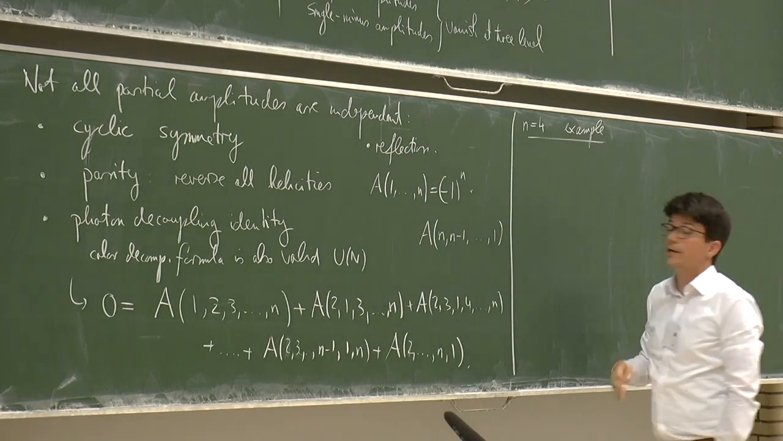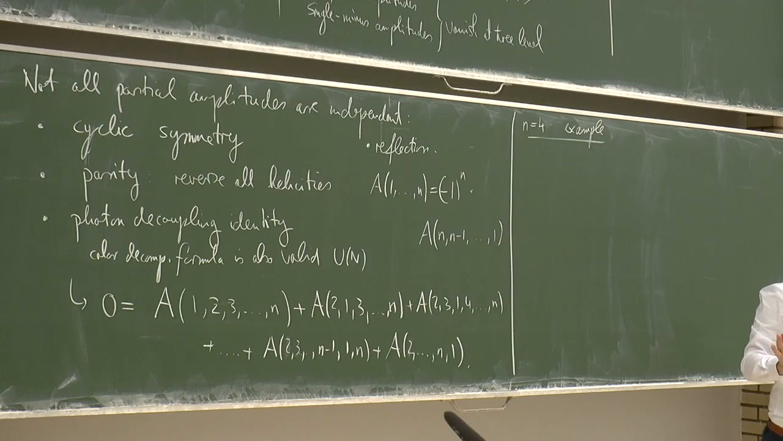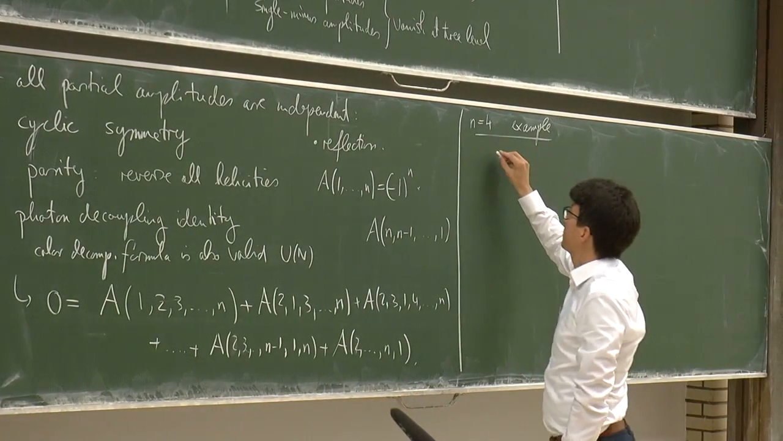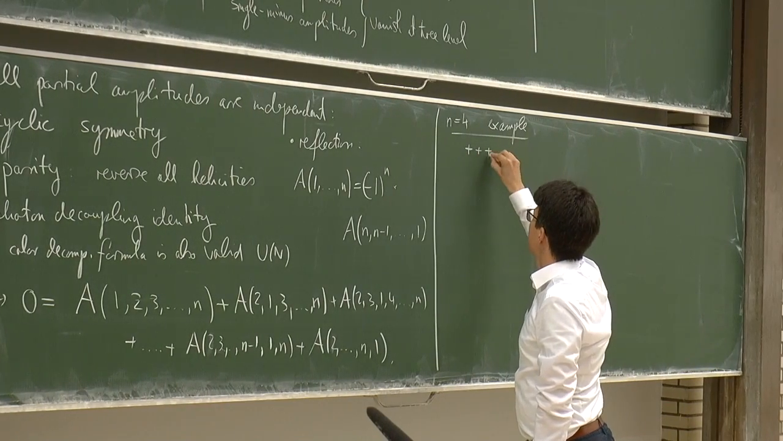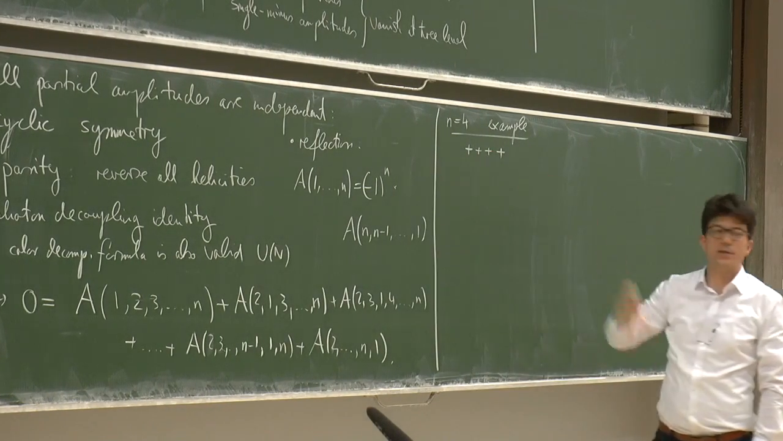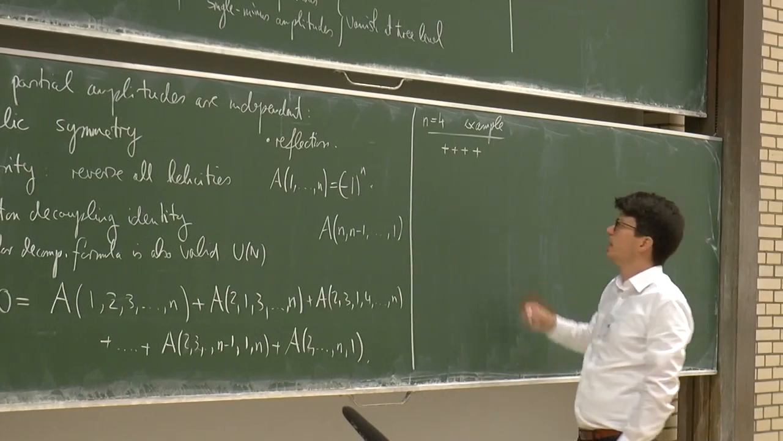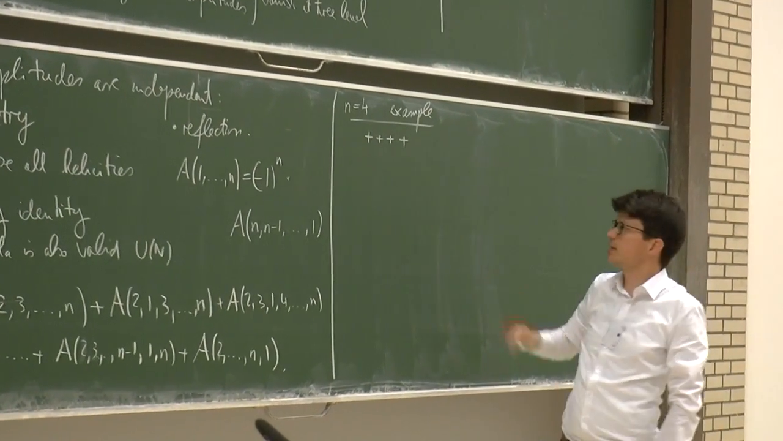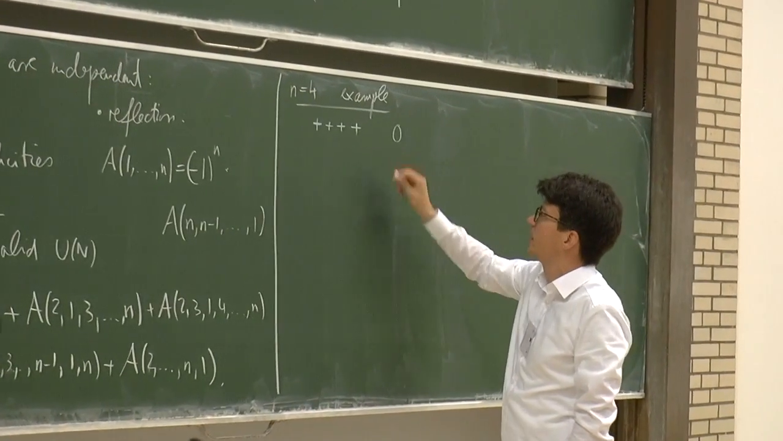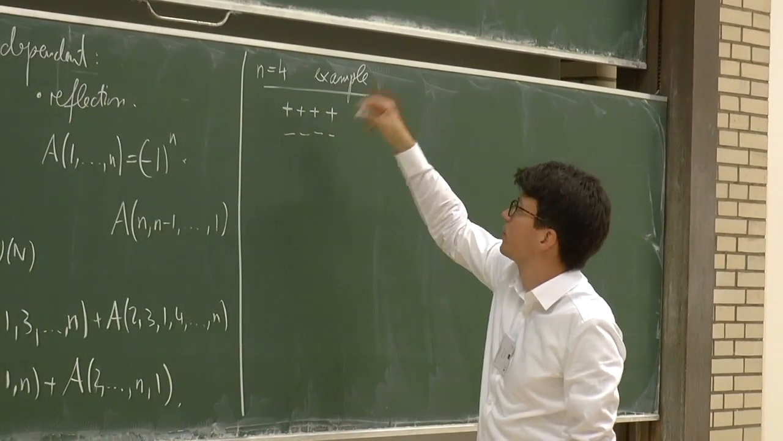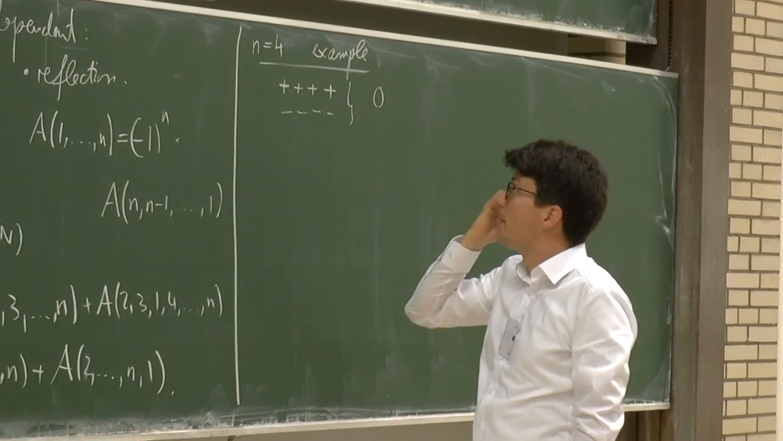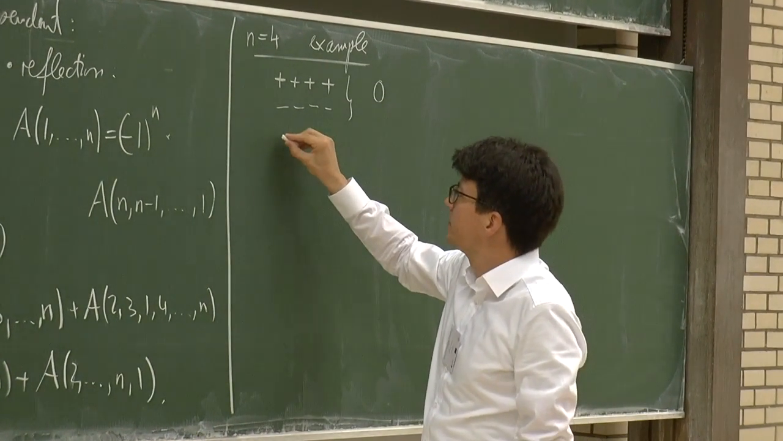In fact, here I've already given you everything you need to describe the entire amplitude. Because, well, what do we have? Let's start with different helicity configurations. We can have the all plus amplitude, but that we know it vanishes because of supersymmetry. Likewise, the conjugate has to vanish because of parity.